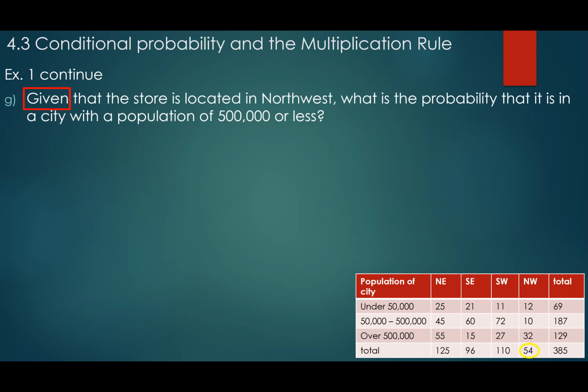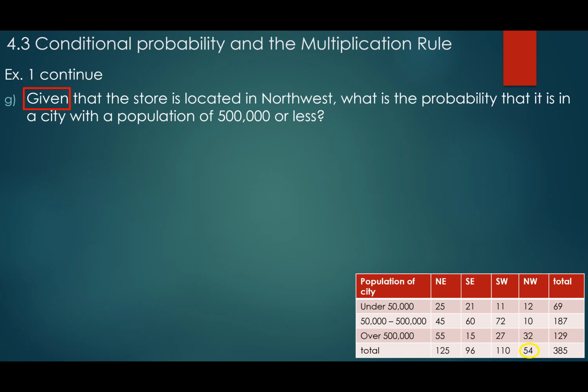Just imagine you fly, right? You fly to either Northwest, Northeast, Southwest, or Southeast. You cannot fly to multiple locations, so you can only fly to Northwest. Now, out of this group, this is what they ask you: what is the probability that it is in a city with a population of 500,000 or less?